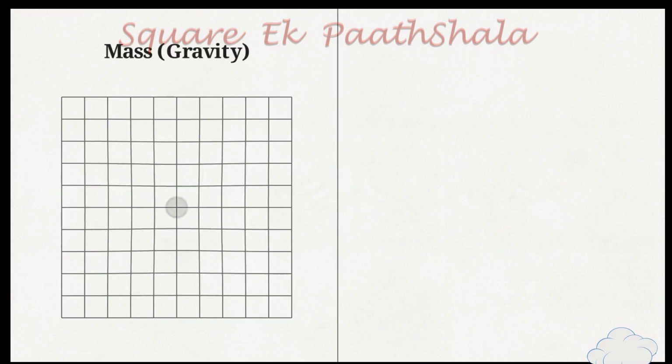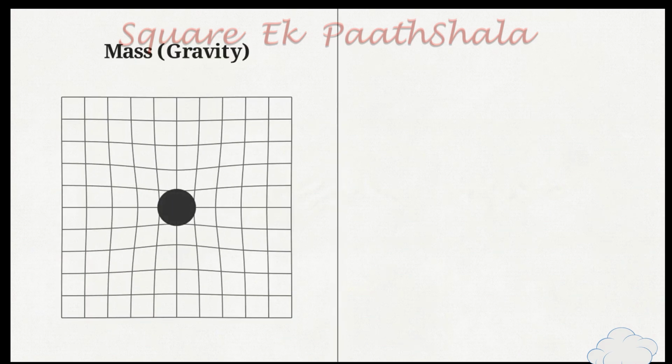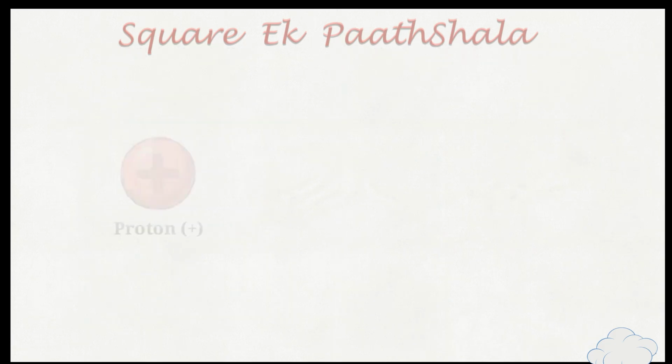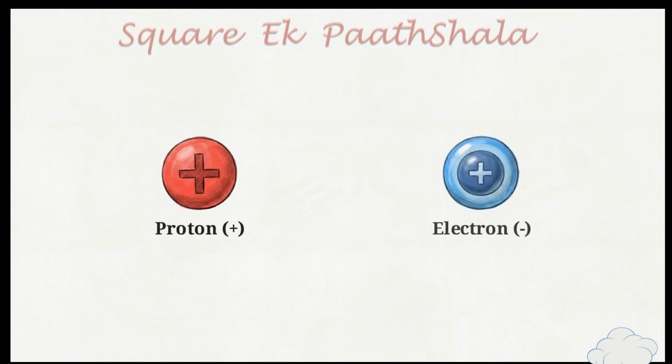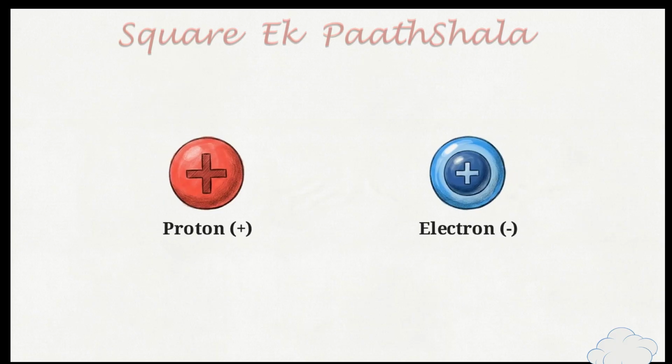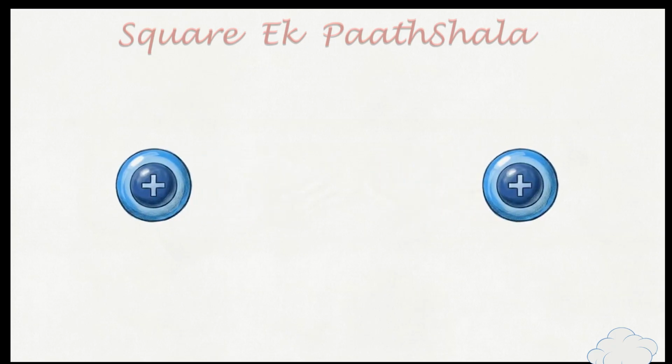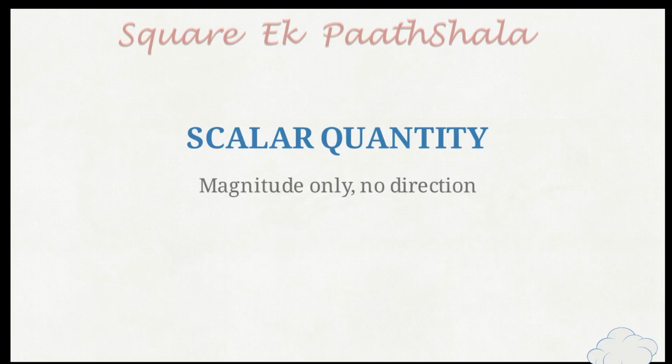Just as mass is the intrinsic property that creates gravity, electric charge is the intrinsic property responsible for electromagnetic forces. It comes in two types: positive protons and negative electrons. Opposite charges pull together, while identical charges push apart. Because charge is a scalar quantity measured in coulombs, it has magnitude but no directional vector.